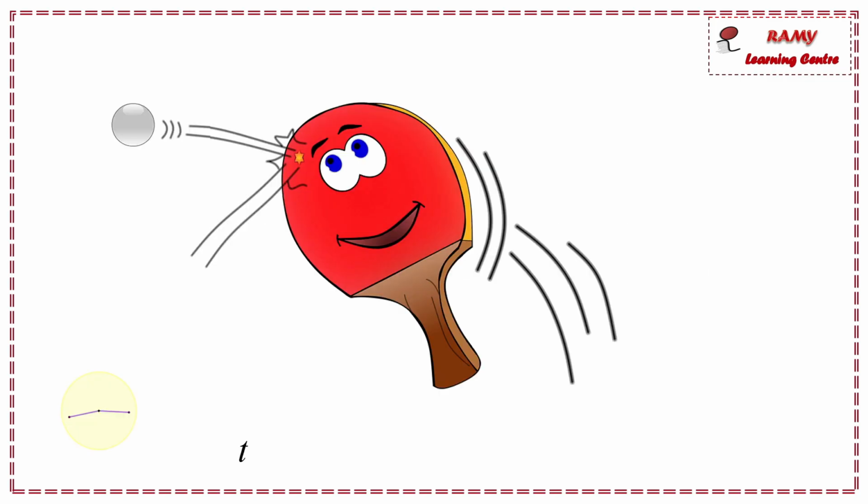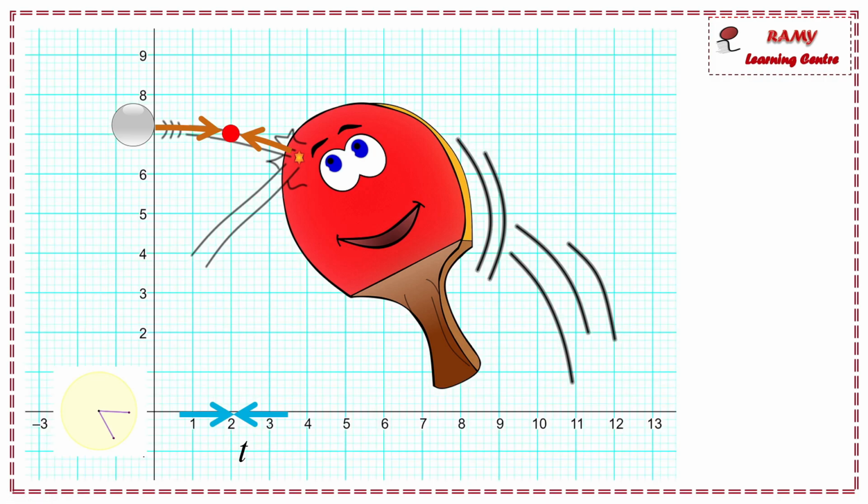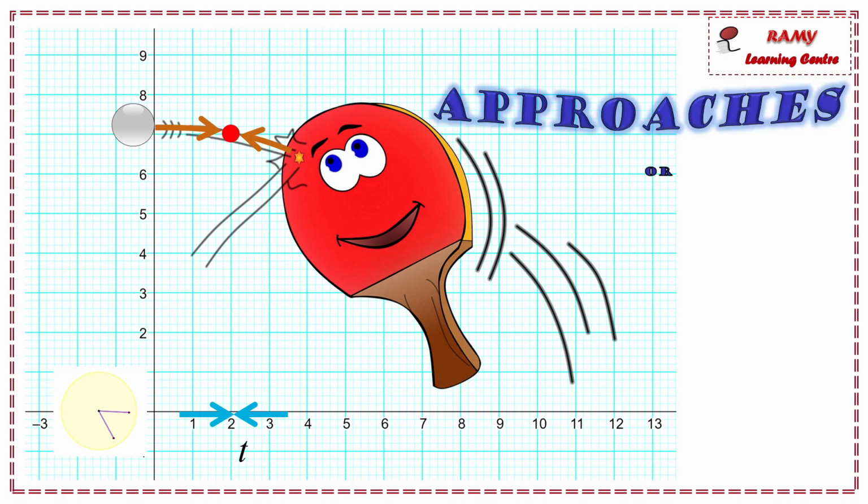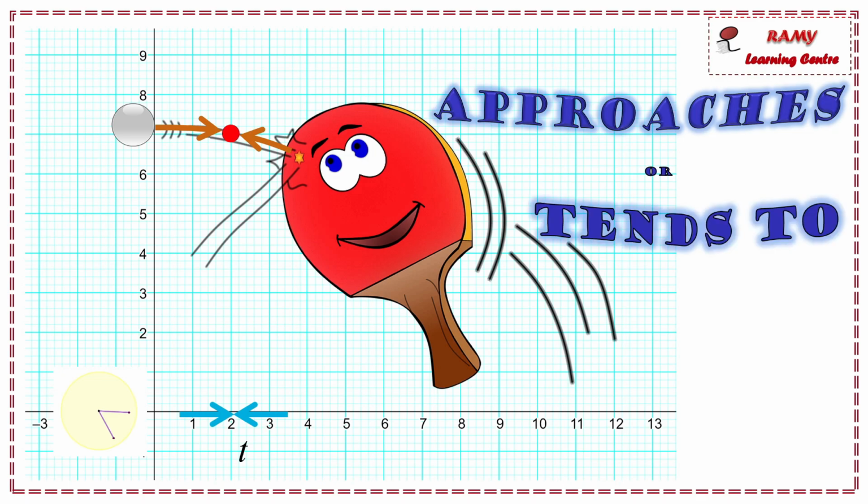Can you see this bat ready to strike the ball? At time t, the ball and the bat approach each other from either side along a particular path to meet at a particular point. This path is a function of t and this point is (t, f(t)). Look at this graph. As t approaches 2 from either side, f(t) approaches 7. This is an analogy for limits. Limits is all about how a curve behaves when a variable approaches or tends to a particular value.